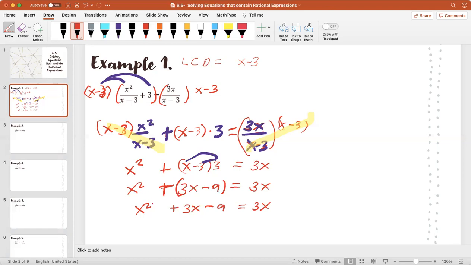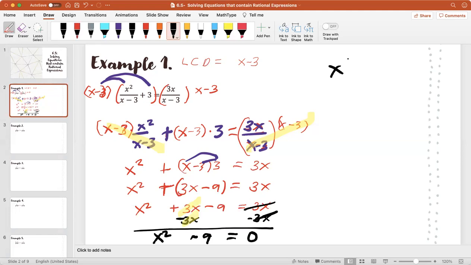So we can simplify it. Putting everything on the left side, we get rid of 3x on the right side. That means we subtract both sides by 3x. And the result here is x squared. Of course, this one is 0 now. Cancel that, and this is minus 9 equals 0. We have a difference of squares on the left side: x squared minus 9 equals 0.